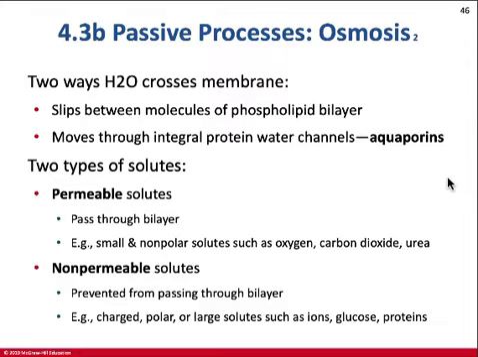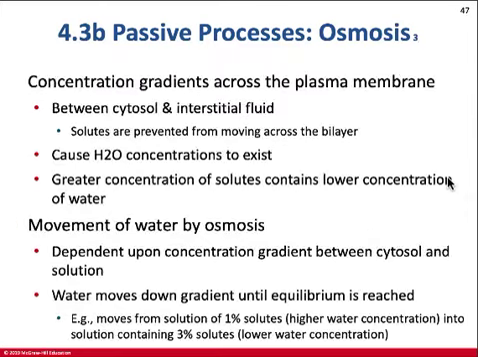The solutes that can move across include permeable solutes that can pass right through the bilayer, and those are either small or mostly nonpolar material: oxygen, CO2, urea, nitrogen, water, all examples of this. Non-permeable solutes can't go through the bilayer because they're charged or polar. Examples are ions, glucose, proteins.